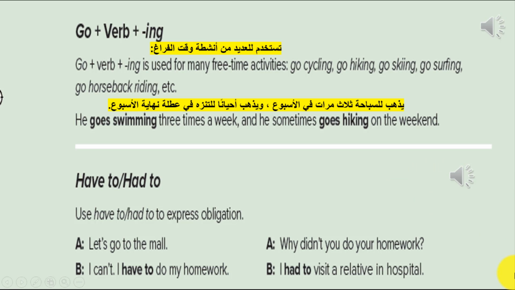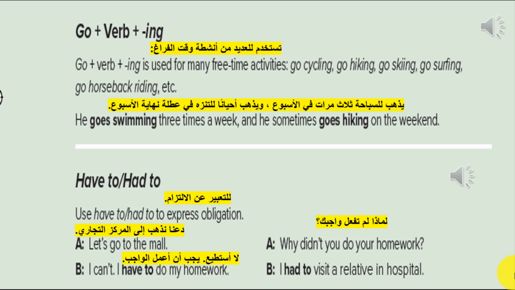Have to, had to. Use have to and had to to express obligation. A. Let's go to the mall. B. I can't. I have to do my homework. A. Why didn't you do your homework? B. I had to visit a relative in hospital.